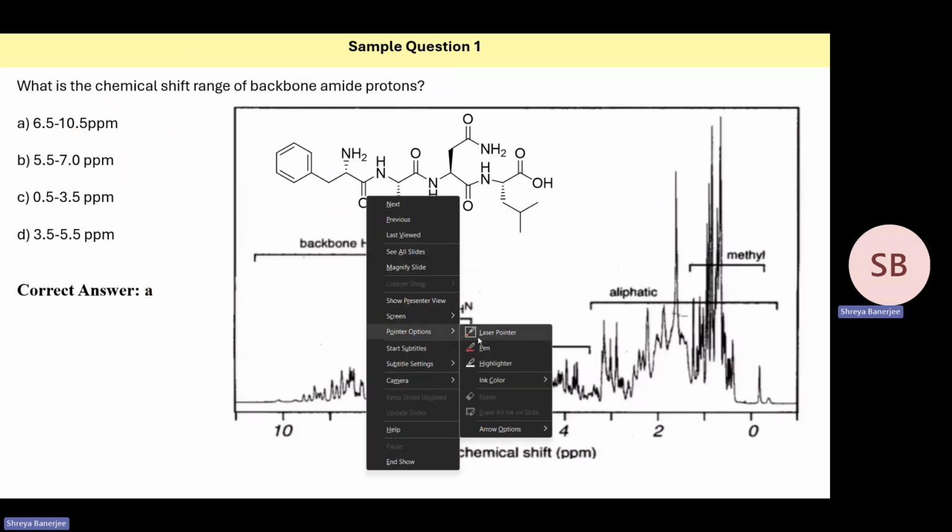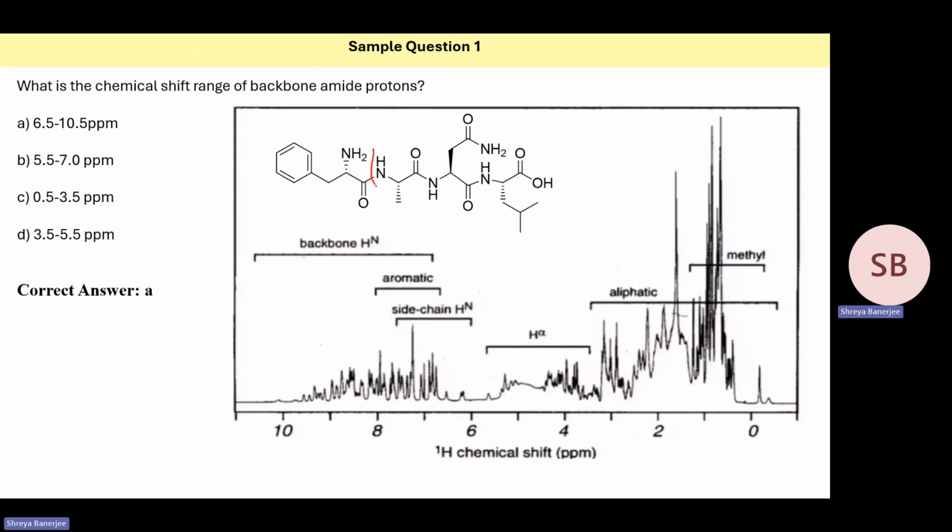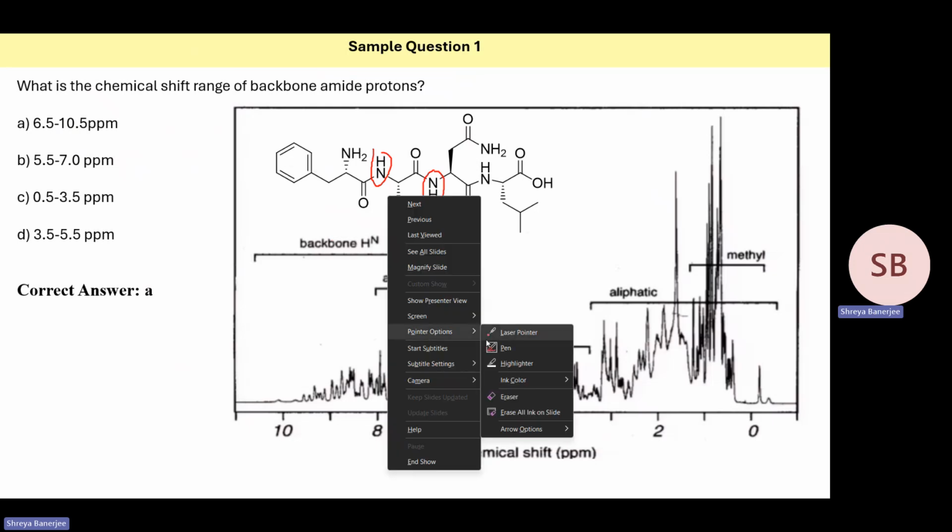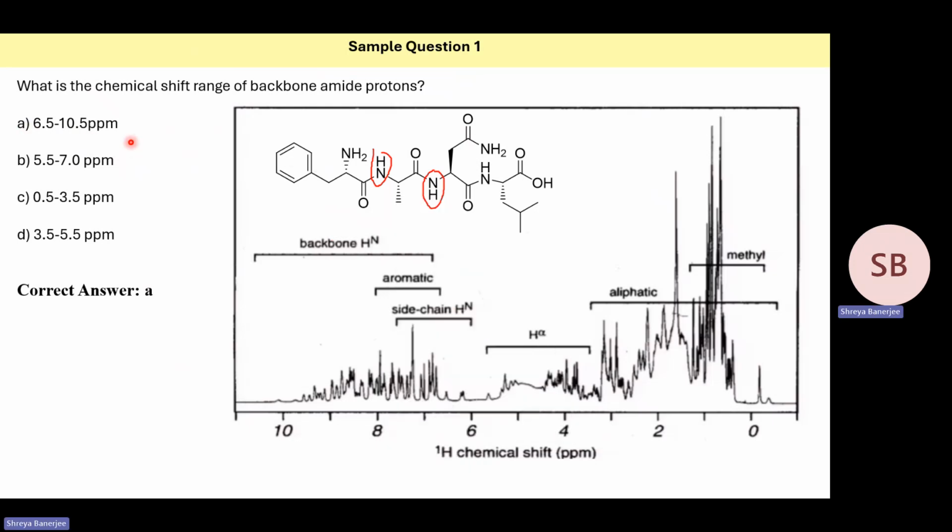Backbone amide basically refers to this NH, and so on. So they will be very much downfield shifted. They are the most downfield shifted, in fact, and they appear along 6.5 to 10.5, which is option A.